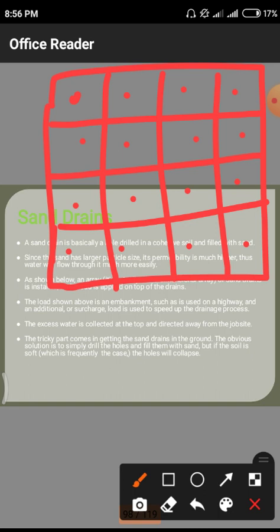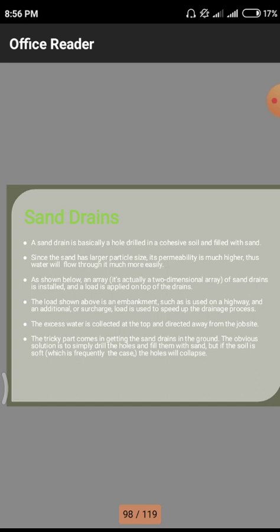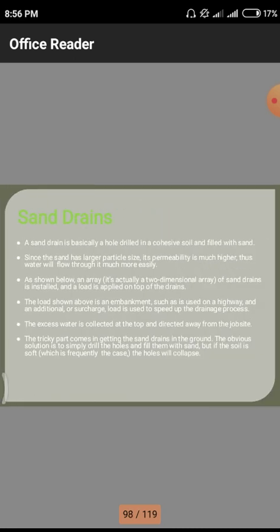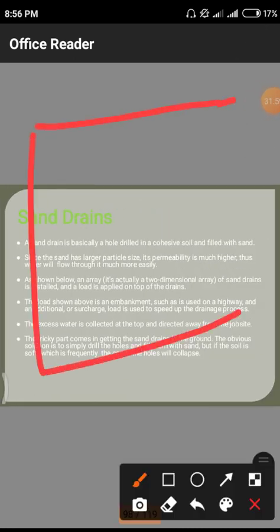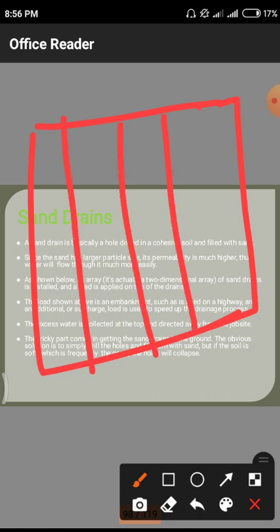Here we have 4 by 4, that means 16 parts. In those 16 parts, we have to use one sand drain each. Up to now we have been observing only the top level, but in this case we have to observe this side view. These 4 are the different sand drains.